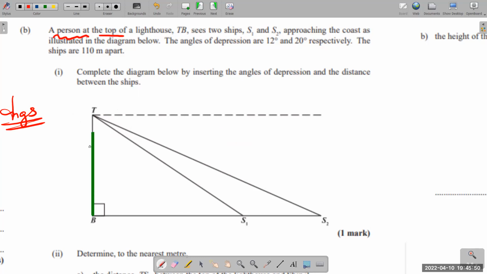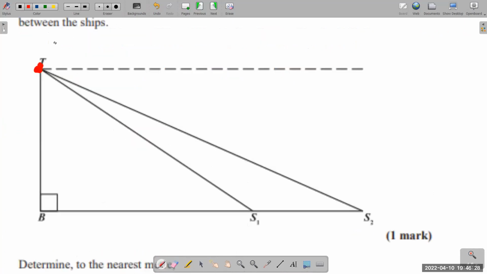So it's up here. This is where the person is. Let me just make sure I erase all of this so it's not confusing. So the person up here, this represents a person as a dot, sees 2 ships, S1 and S2, approaching the coast as illustrated in the diagram below. The angles of depression, you see, are 12 degrees and 20 degrees, respectively. I'm going to label some areas. So let me zoom in a little bit. And I'm going to ask, where would you put those angles?